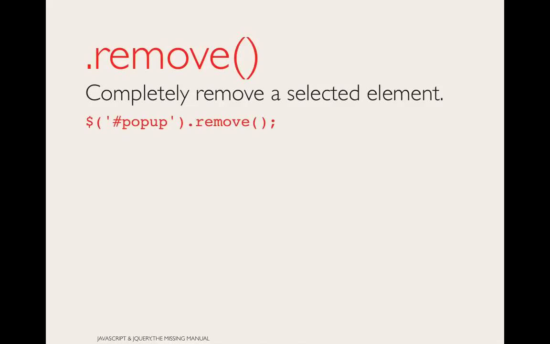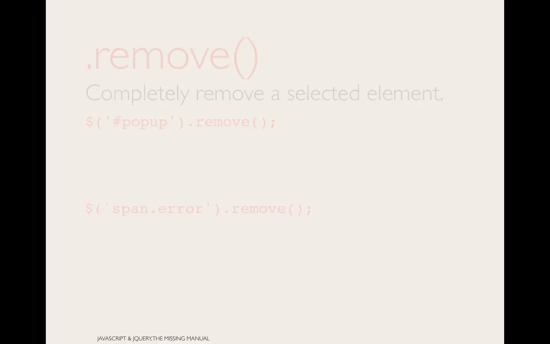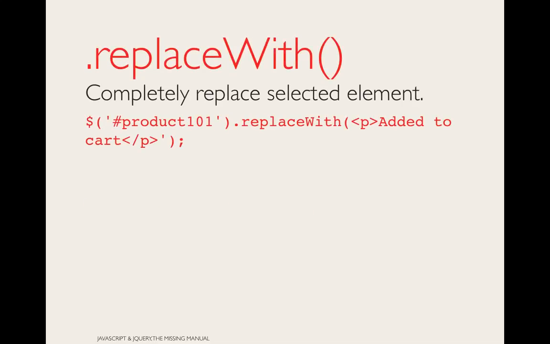And if you want to remove a selected element, you would use .remove. For instance, say you want to remove the error message because there weren't any errors, so you're going to remove that message. You could just use the remove command. You can also use replaceWith. If you want to completely replace a selected element, you could do that. Very, very cool.